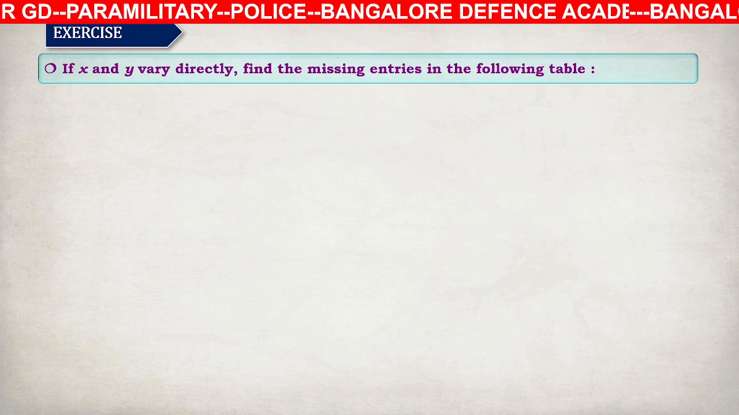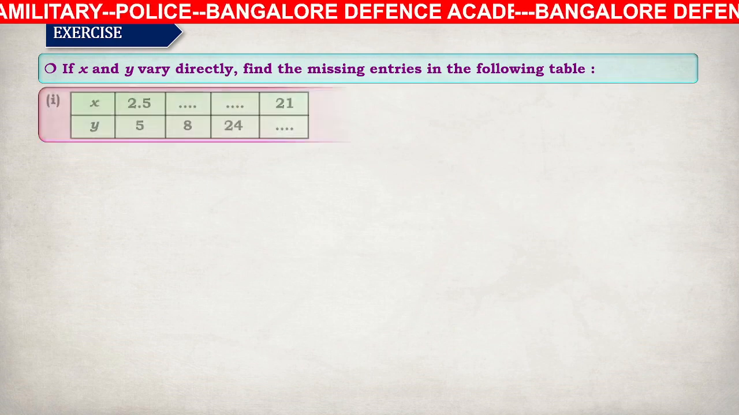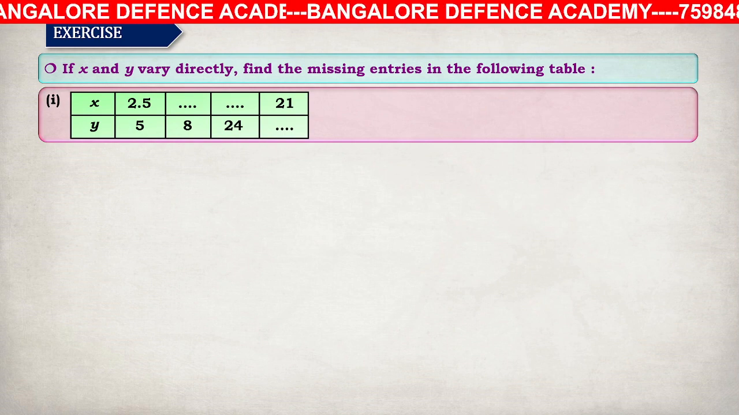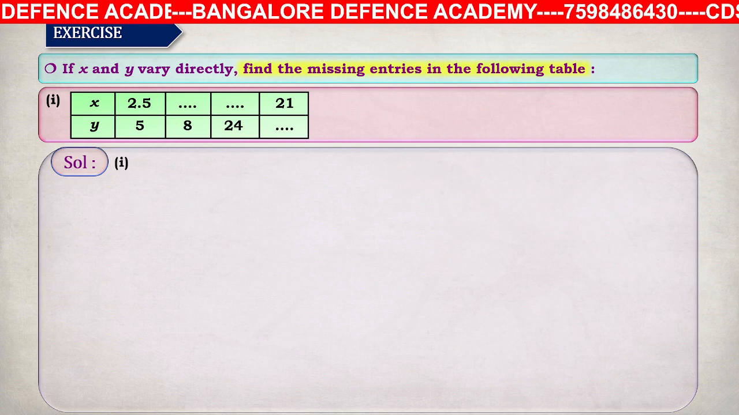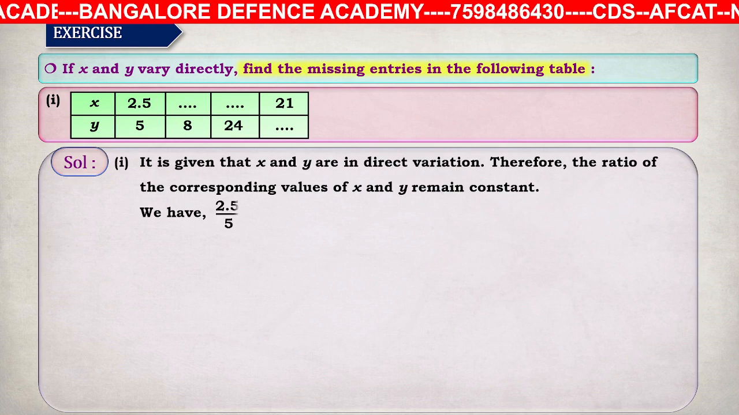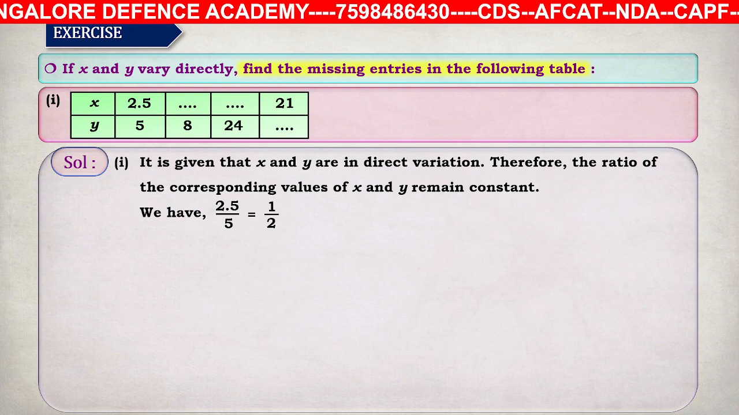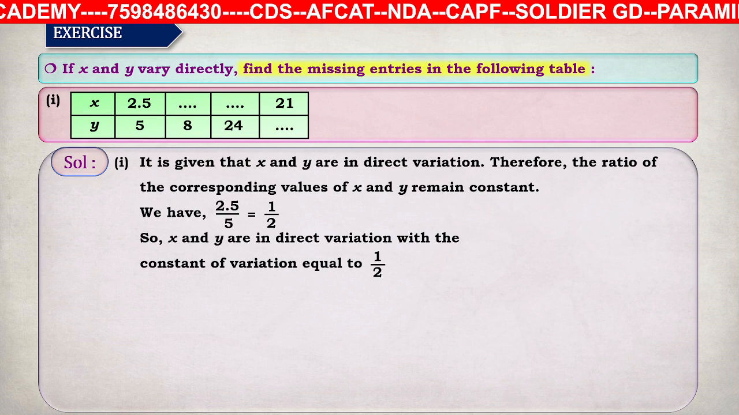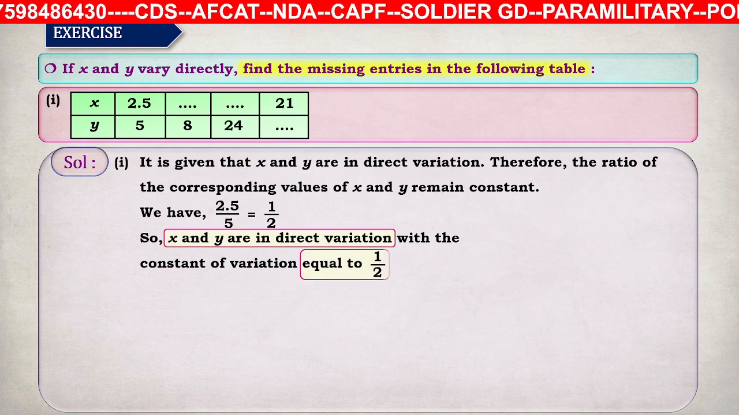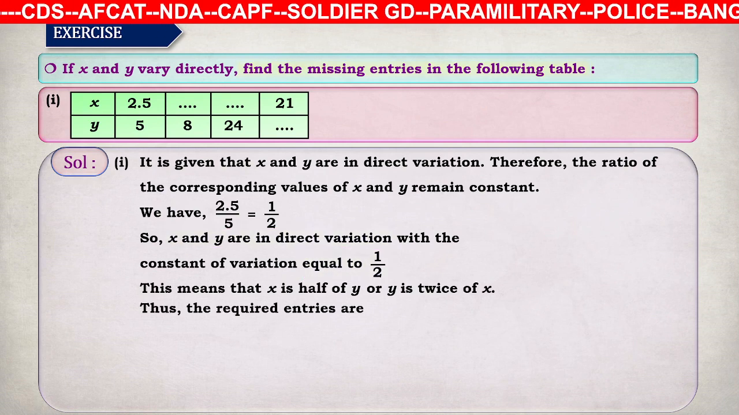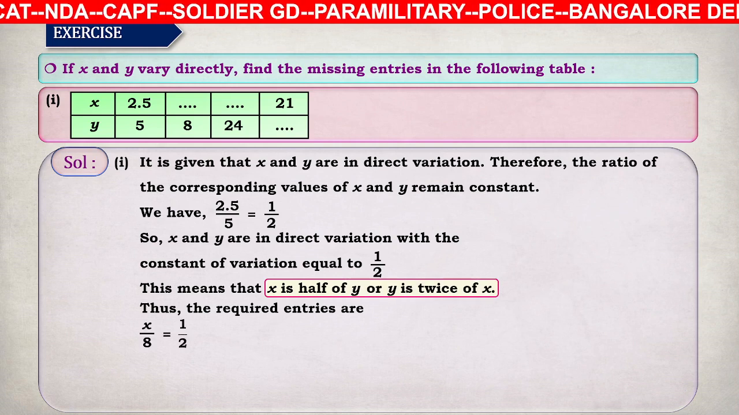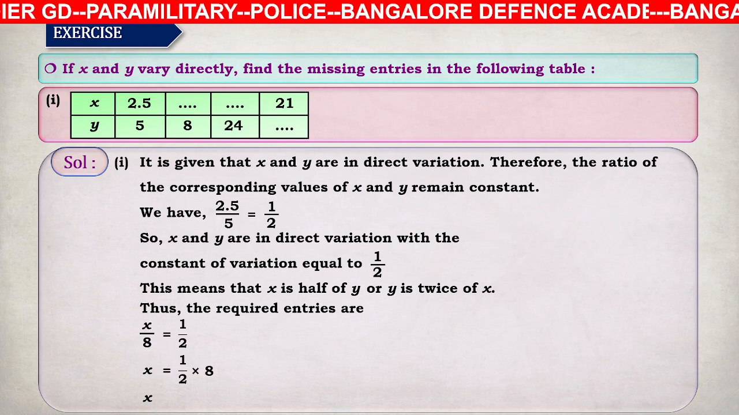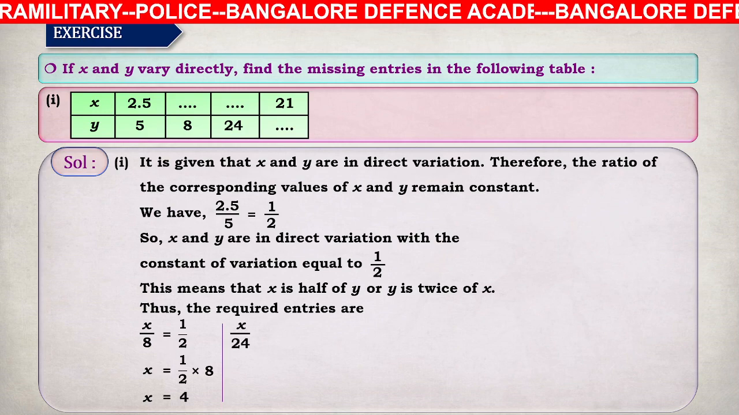If x and y vary directly, find the missing entries in the following table. They are going to vary directly. In direct proportion, you know the ratio is always the same. So I take the ratio. In direct variation, 2.5 by 5 is equal to 1 by 2, right? Next, I have to find the value in the blank place. So 1 by 2 is equal to x by 8. So x is equal to 4. So here the second value will be 4.